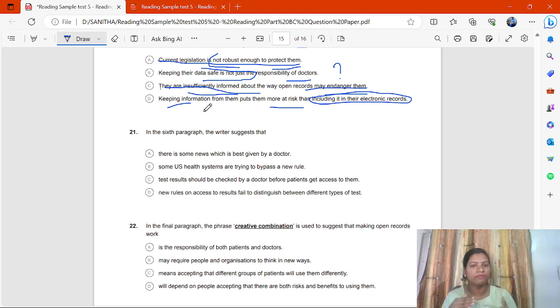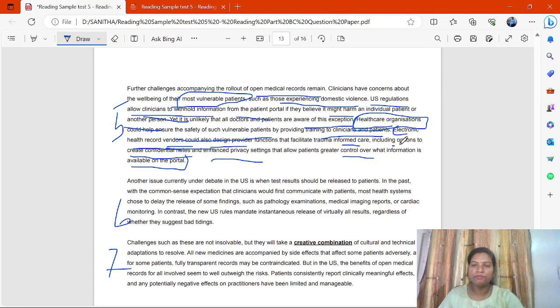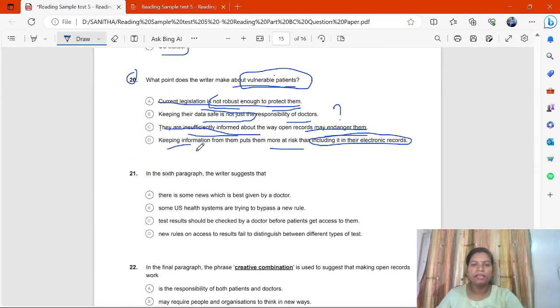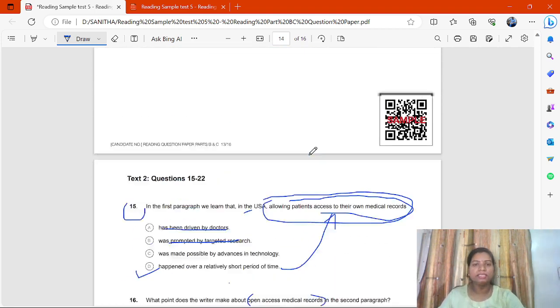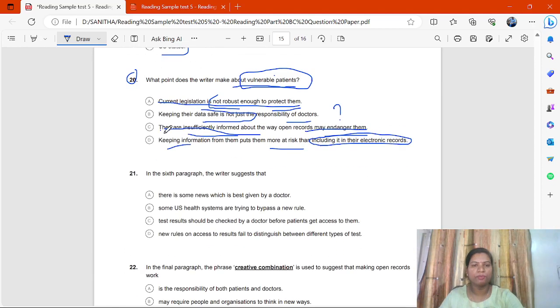Keeping information from the patient puts them more at risk than including it in their electronic records. But the passage says we have to include options to create confidential notes and enhance the privacy settings that allow patients greater control over what information is available on the portal. If the patient knows what information is available on the portal, then it is already privacy protected. But the option says keeping information from them puts them more at risk than including it in their electronic records, and it does not match anywhere. You can eliminate this option also. You got the point?